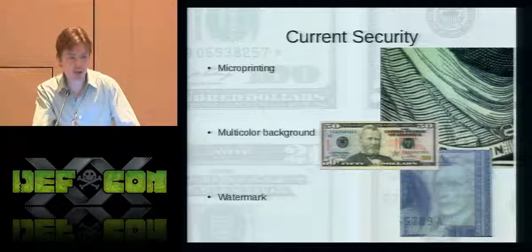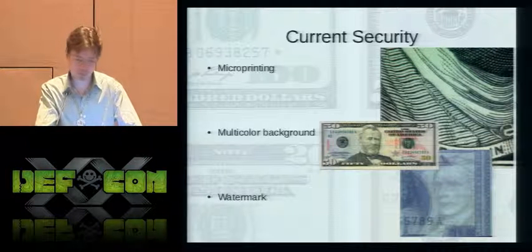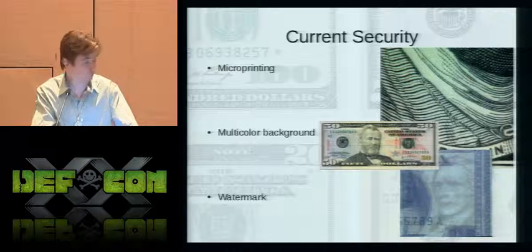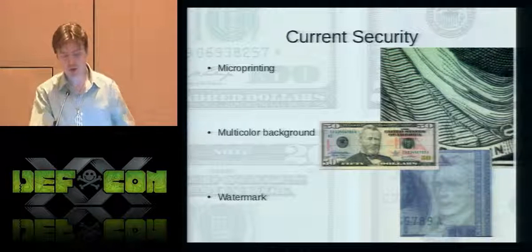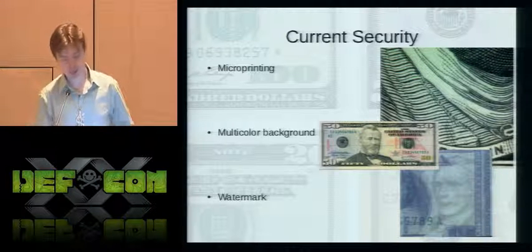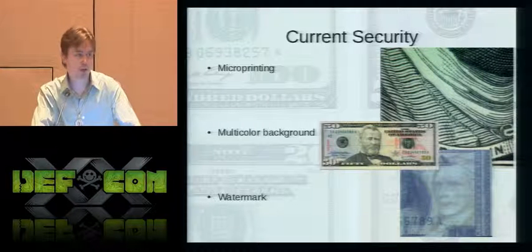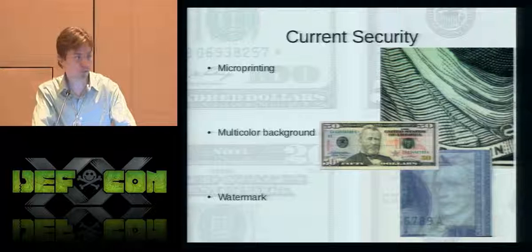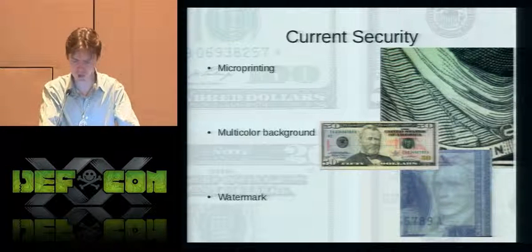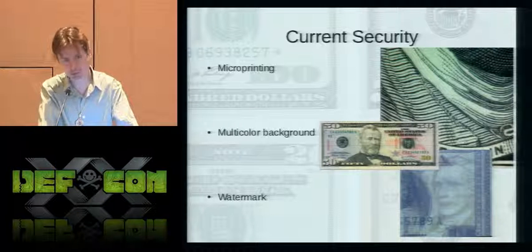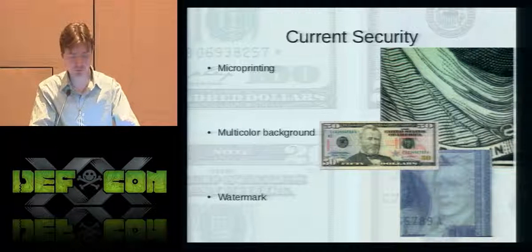So current security has added the following features to bills. First is the microprinting, which you can see from the first image, is a zoom in of the collar of Benjamin Franklin, where they have United States of America written in very fine print. This was added to thwart scanning and printing, for ones that were incapable of such a resolution. Second was the multicolor background, which was added to complicate the overall design of bills.